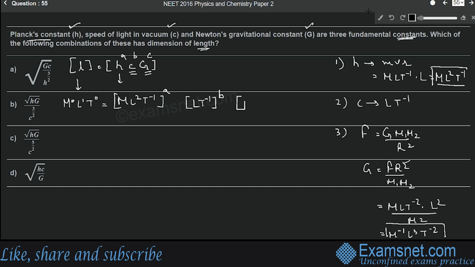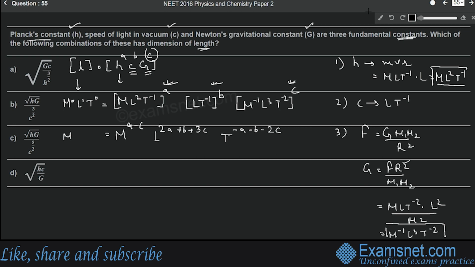So let's put this value here, m minus 1 L3 t minus 2, and the power we have assumed is c. Now keep in mind that we have to determine the values a, b and c. Let's arrange them and bring all the same quantities together. So first m, what will be the total power of m on the right hand side? It will be m to the power a minus c. Then L, what will be the total power of L? It will be 2a plus b plus 3c. Similarly for t, it will be minus a minus b minus 2c. We have just simplified it.